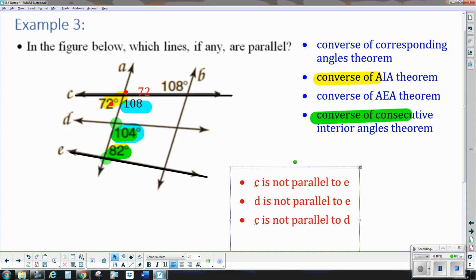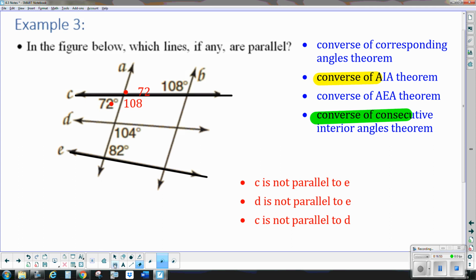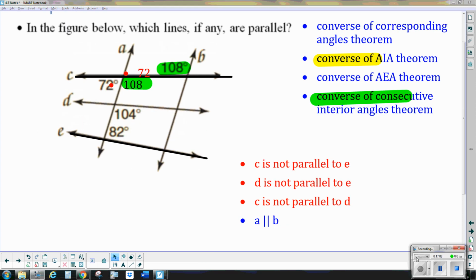Now the only thing left to decide is whether or not A and B are parallel. And here I'm going to look at the angle that's given right here, this 108 degree angle. Let's erase all the other ones. So this 108 degree angle and this 108 degree angle, those are alternate interior angles and they're congruent. Therefore, A and B are parallel. And those are my only set of parallel lines. C, D, and E, none of those lines are parallel to each other, but A and B are parallel because alternate interior angles are congruent.